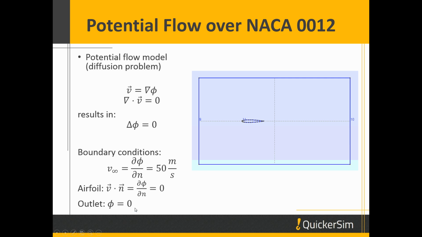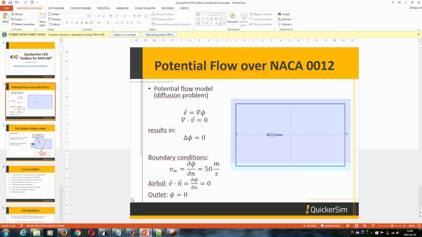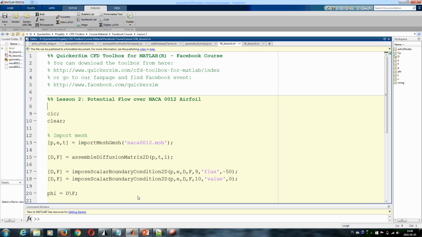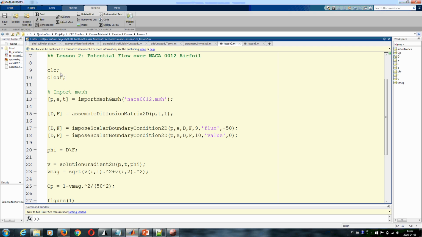What we do is we go to MATLAB right now. I have the whole script already written for you, but we will describe it step by step. At the beginning, we simply clear the workspace and the command window, and then, as usual in every CFD solver, you have to import a mesh. P, E, and T will be variables that store the mesh in our QuickerSim CFD Toolbox.